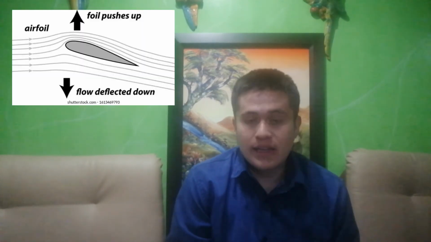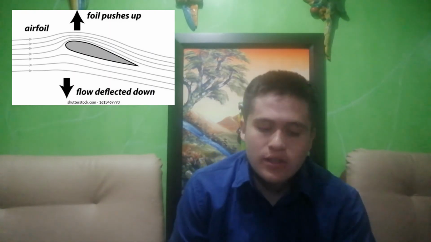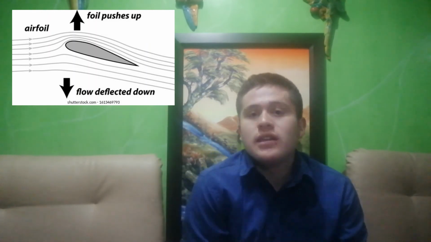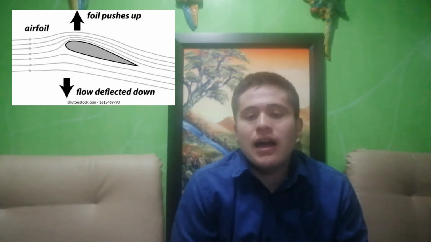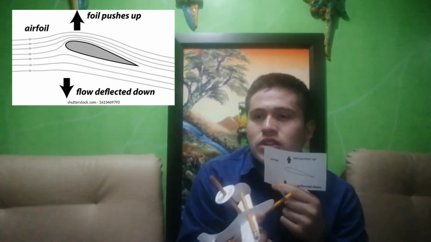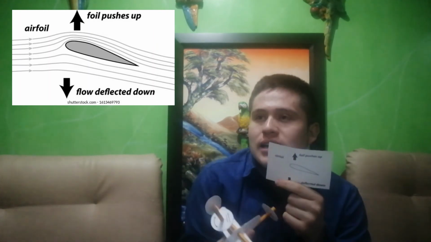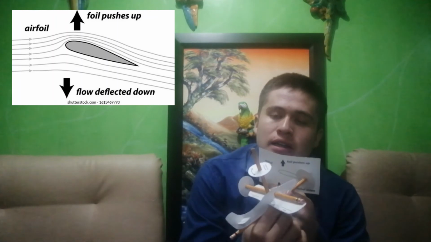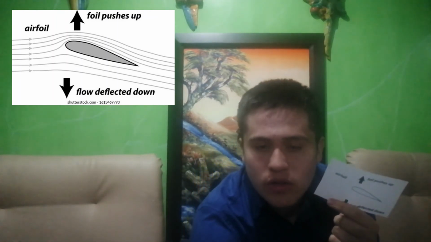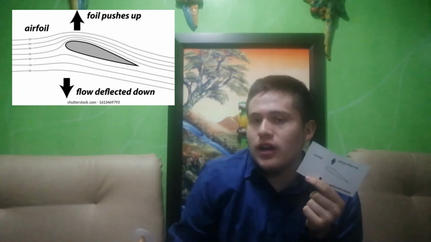Another interesting thing is what an airfoil is. An airfoil is present in the wings in every kind of aircraft, and it is very important because it creates a low pressure in the upper part and a high pressure in the lower part. And for that reason, airplanes can stay in the air without falling.